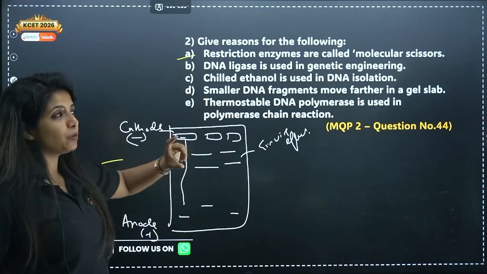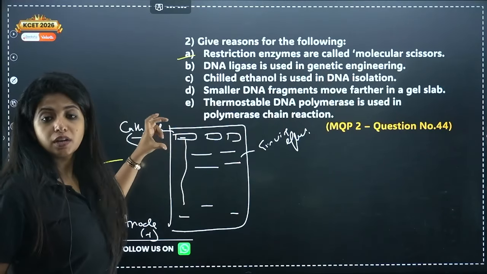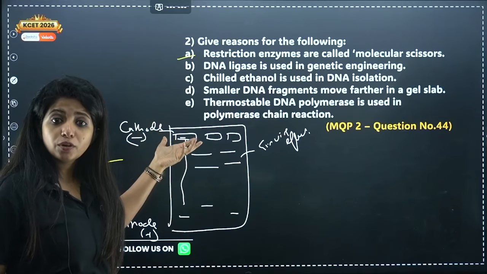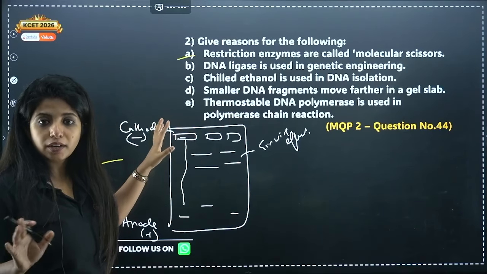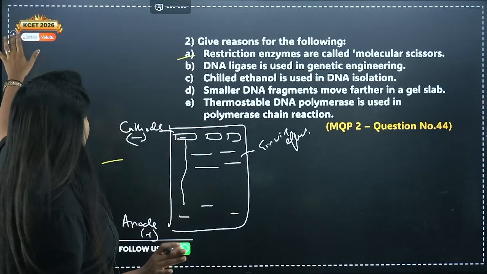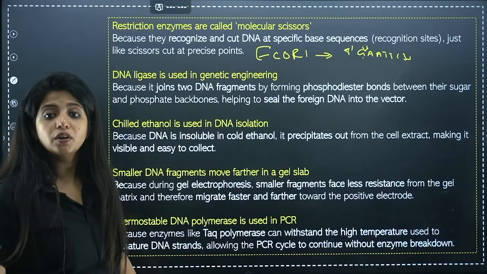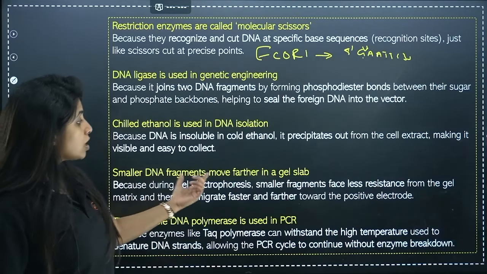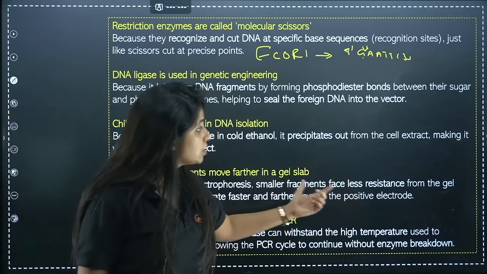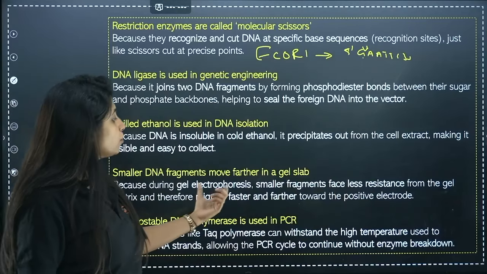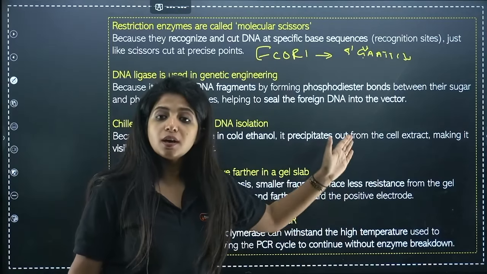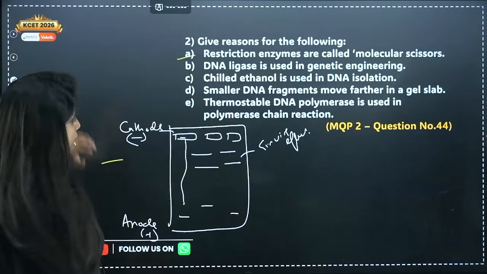Also remember one more very important question. Who separates first, bigger ones or smaller ones? We do not know. Anyone can separate; that is not a matter of concern. So if it is said smaller ones separate first, it would be a wrong statement. We do not know about it. During gel electrophoresis, smaller fragments face less resistance from the gel matrix and therefore migrate faster and farther towards the positive electrode.